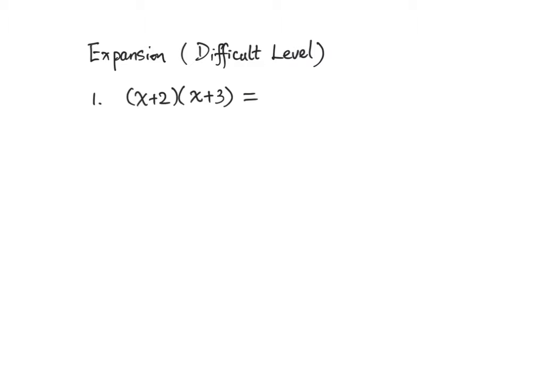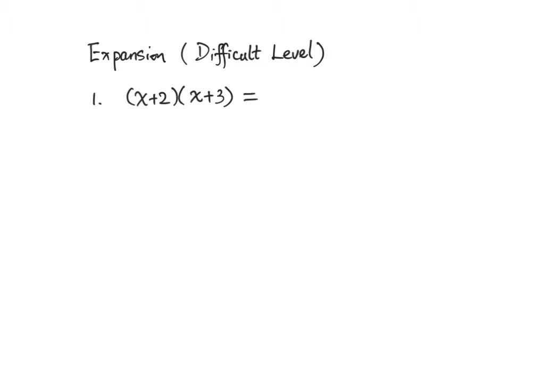This is called topic number 2, expansion, difficult level. So here, the first example, you can see that there are two brackets times each other. The first bracket, x plus 2 inside, and for the second bracket, x plus 3. So here, x plus 2 times x plus 3.